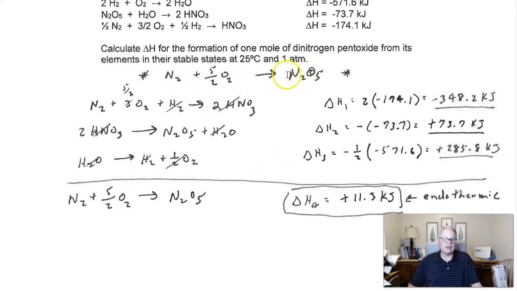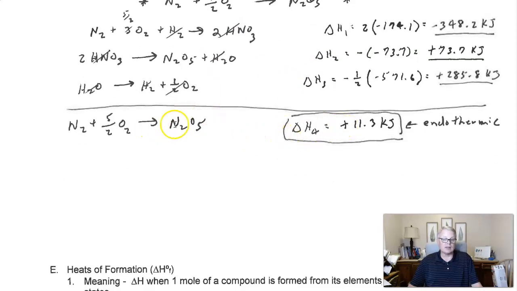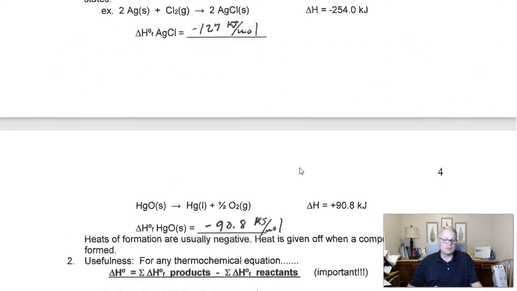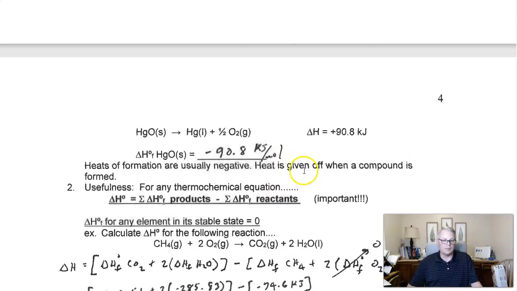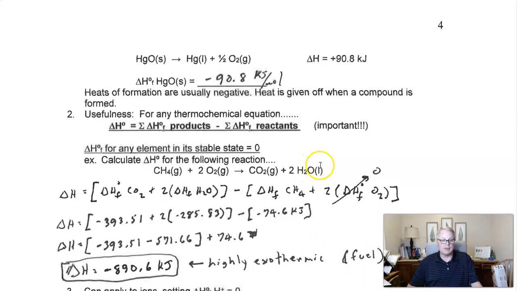Look at this. Here's N2O5. Isn't this forming one mole of N2O5 from its elements in their stable states? Yeah, sure is. So you actually calculated the heat of formation for N2O5 when you did this Hess's Law problem. Notice this one actually is positive. It's positive 11.3 kilojoules. It's endothermic. And again, there is a reason why, and we'll come back to it. We'll talk about it next semester. But generally speaking, they tend to be negative. But if you look in the chart, you're going to see a lot of different ones that do happen to be positive.